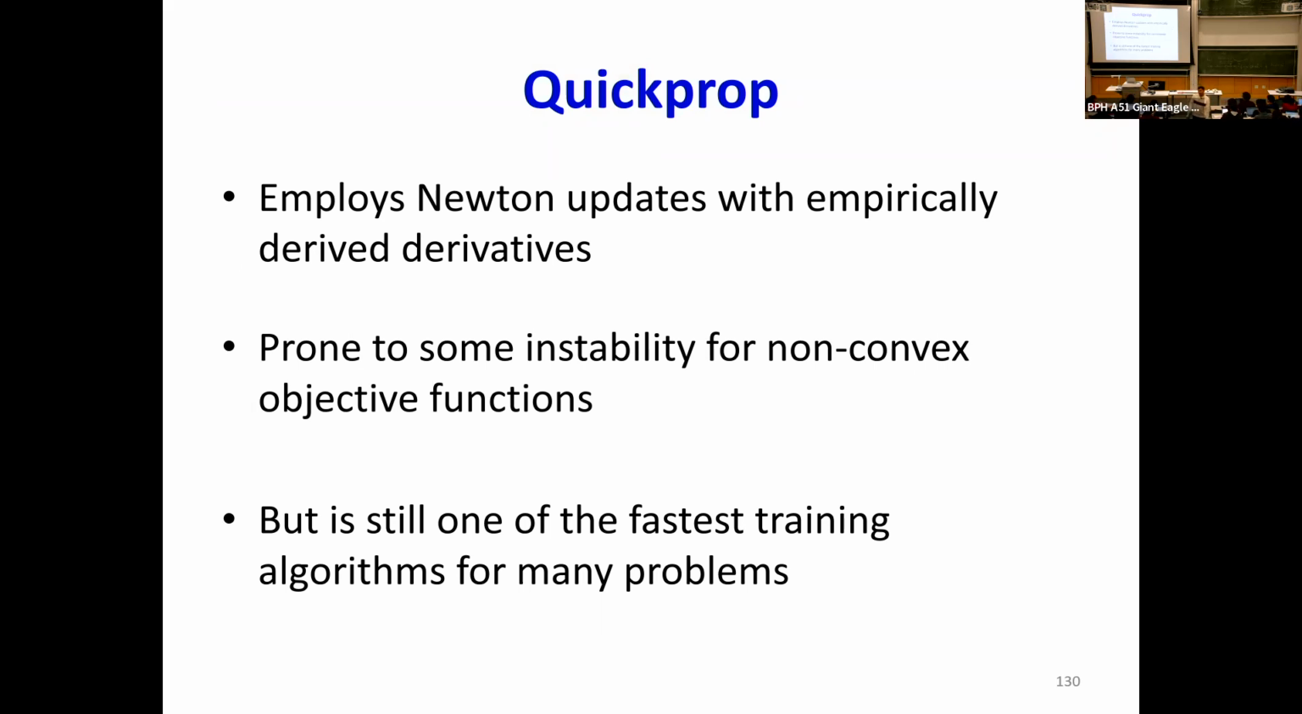It's even more efficient than RProp, where it turns out that instead of trying to compute the second derivative explicitly, it looks at the updates, the derivatives at consecutive updates, and uses that to come up with an approximate estimate of the second derivative. It's one of the fastest training algorithms still for many problems, right?